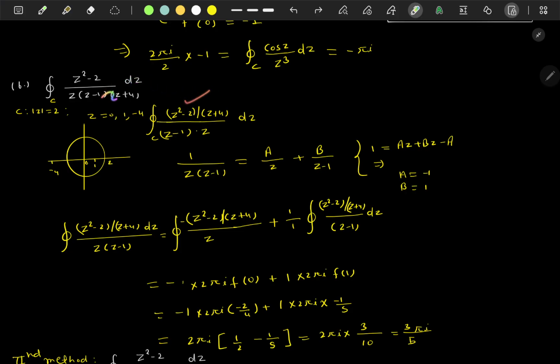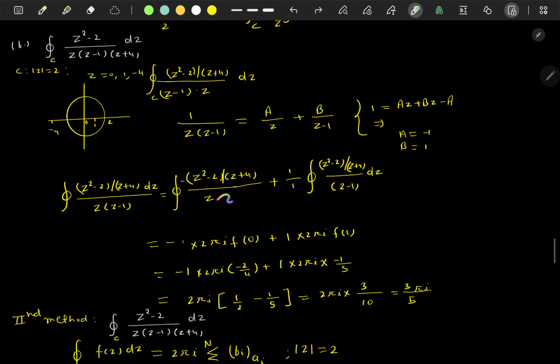Simply rewrite the complex integration in this form. Here z and z minus 1 are there, so we use partial fractions: a by z and b by z minus 1. When you solve it by taking the LCM, you will get a equal to minus 1 and b equal to 1. So put a equal to minus 1 and b equal to 1 in here, and you will get these two complex integrations. Here z equal to 0, here z equal to 1.